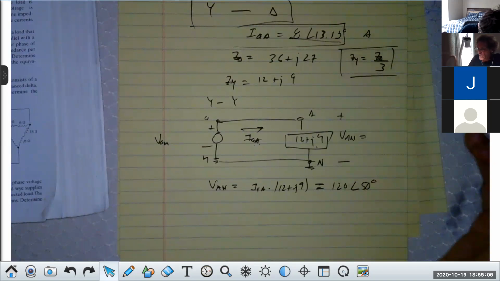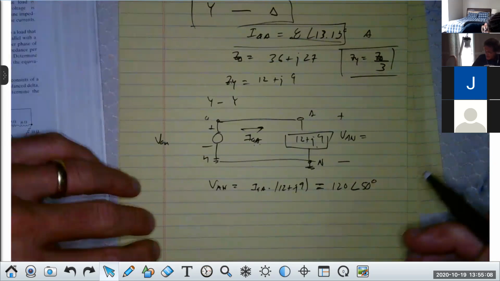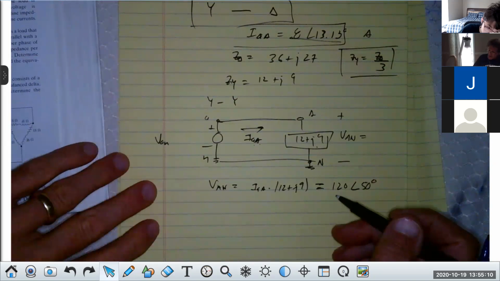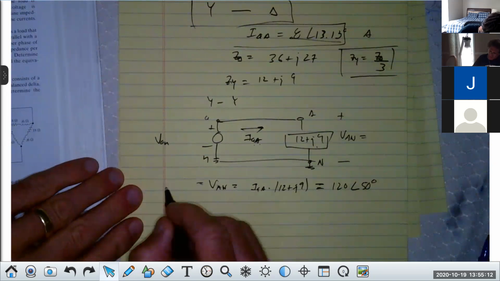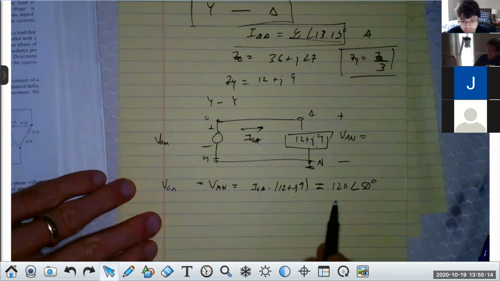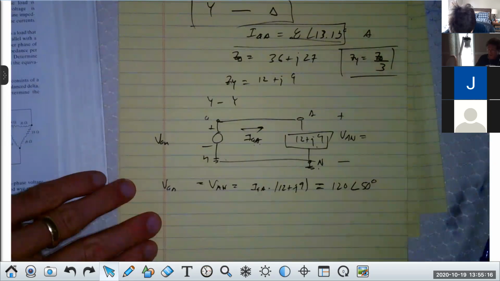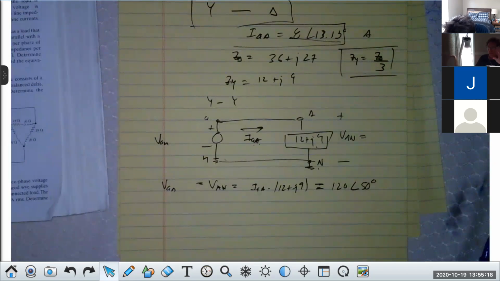It should help you. Now, when we have this as VAN, isn't that also equal to V small a n, simply because they're hooked in parallel, aren't they, class? You see that?